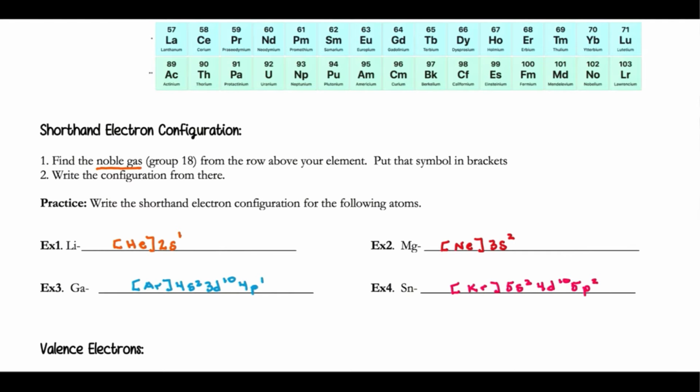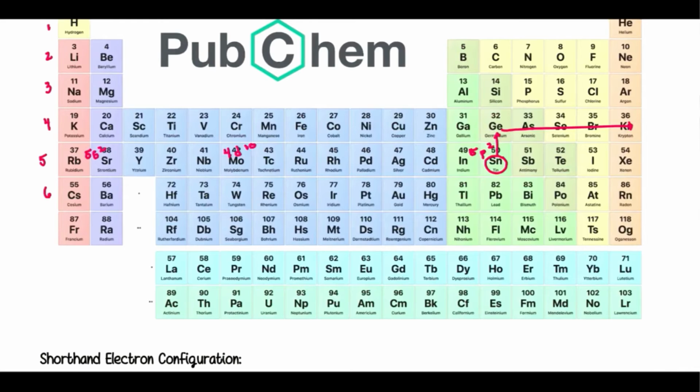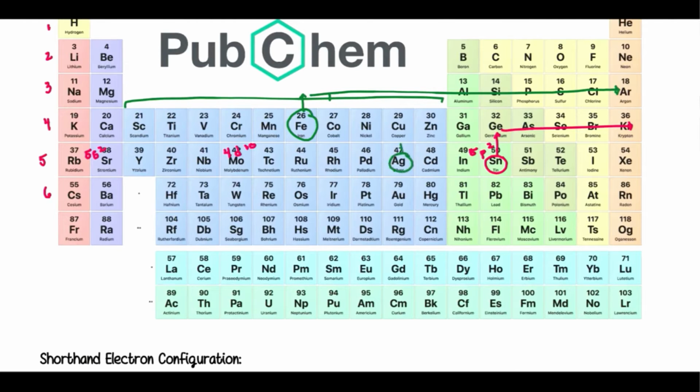One quick note before I move on to valence electrons. Notice none of the elements that I've been looking at have been within the transition metal part. So the question becomes, what if I have iron? Where do I look? Well, remember, you're going to move just up one row and across. So you would start with argon in that case. Or if I had silver, I would move up and then I would move across.